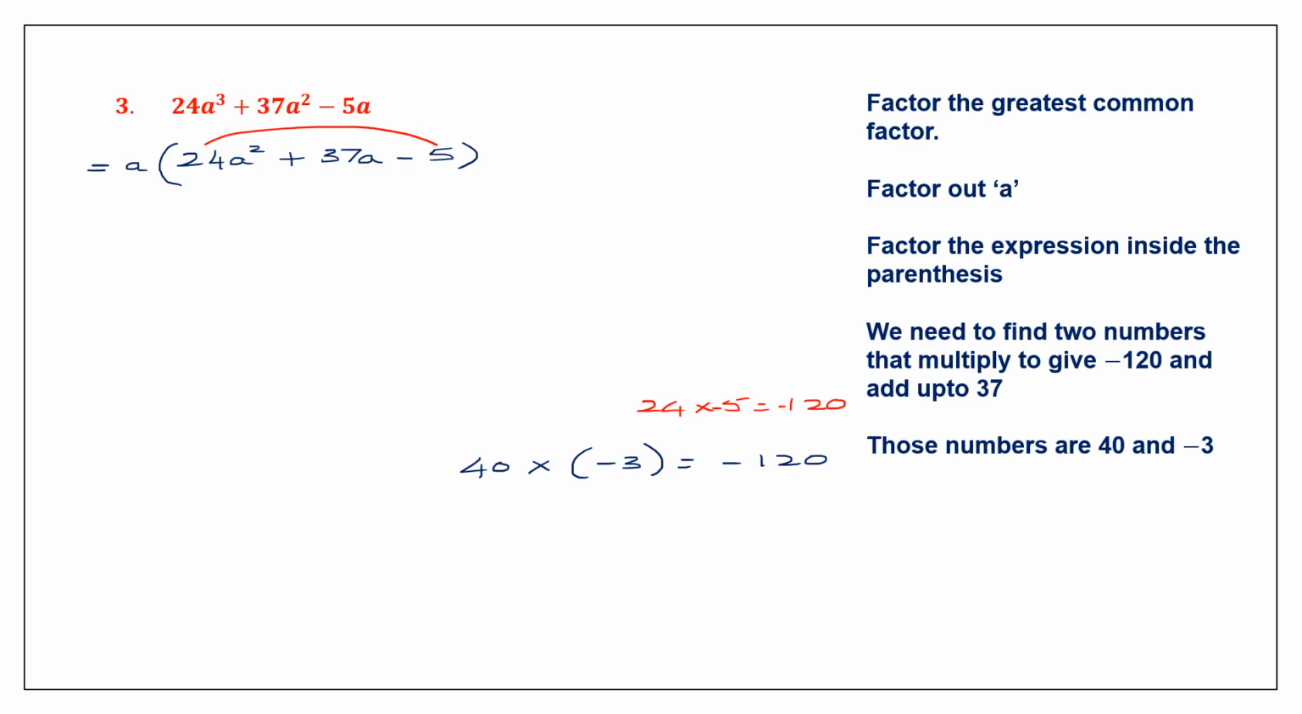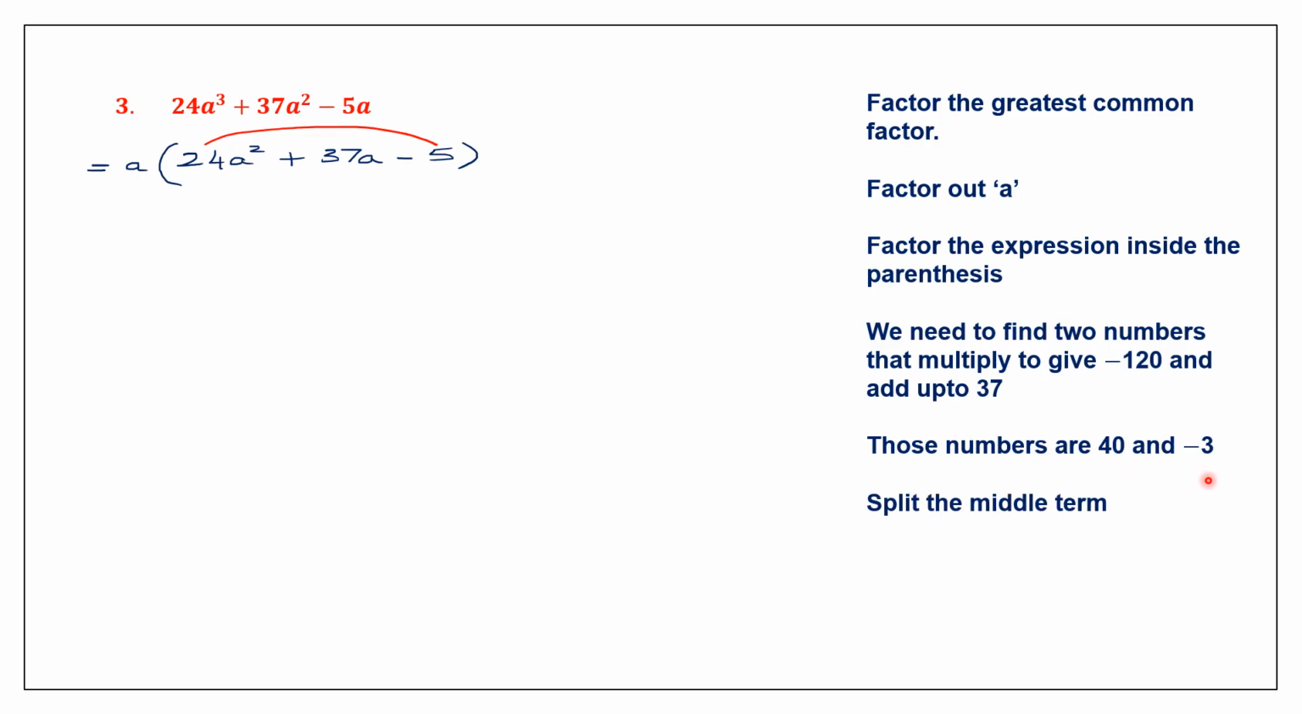Let's add up these two numbers and see. 40 plus negative 3, what do we get? Now here 40 plus negative 3, the sign will be plus. 40 minus 3 is 37. So as you can see, when we multiplied 40 and negative 3, we got negative 120. When we added 40 and negative 3, we got 37. So these two numbers are correct, 40 and negative 3.